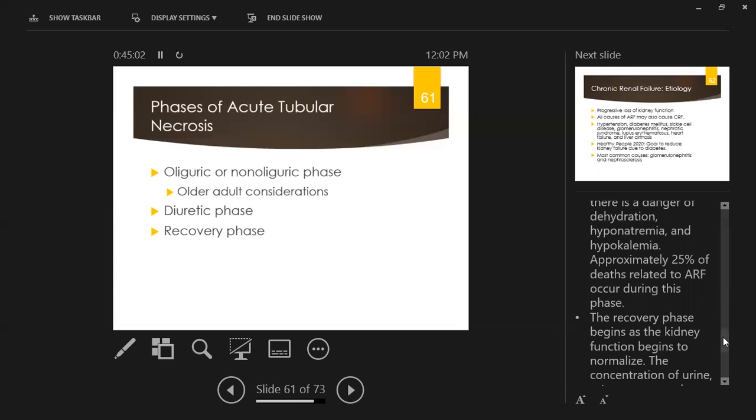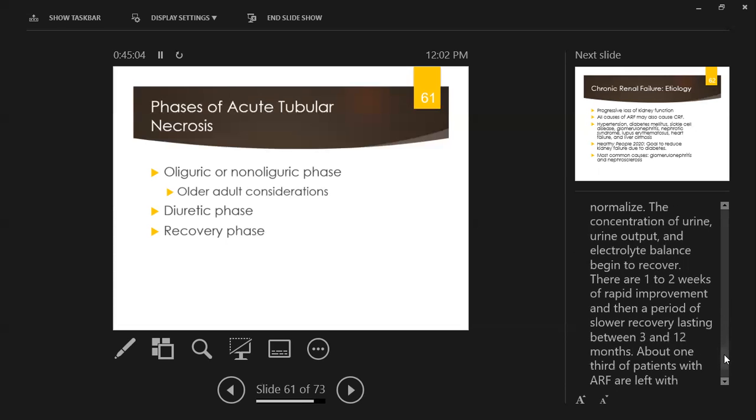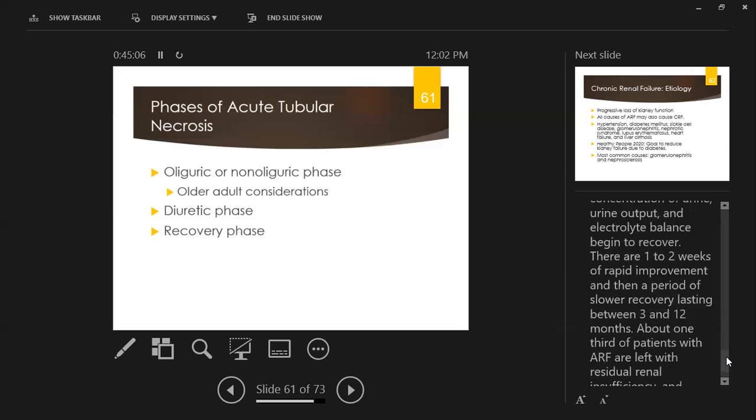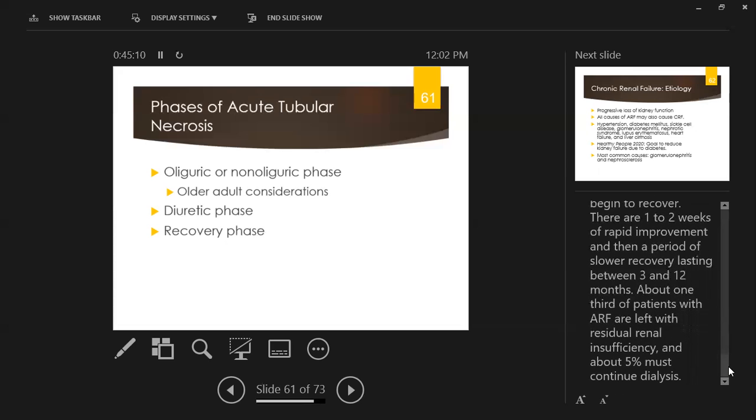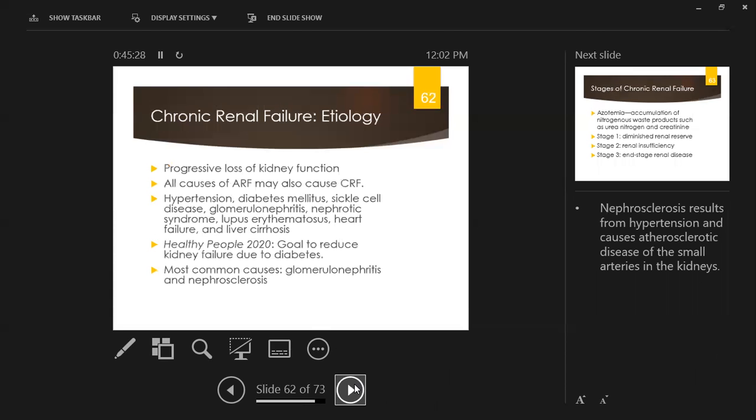The recovery phase would begin as the kidney function starts to normalize again. The concentration of urine, urinary output, and electrolyte balance are going to recover. 1 to 2 weeks of rapid improvement may be noticed, and then a period of slow recovery that's going to take between 3 and 12 months. 1/3 of patients that have been diagnosed with acute tubular necrosis will be left with some type of residual renal insufficiency. And even 5% of those patients may require continued dialysis.